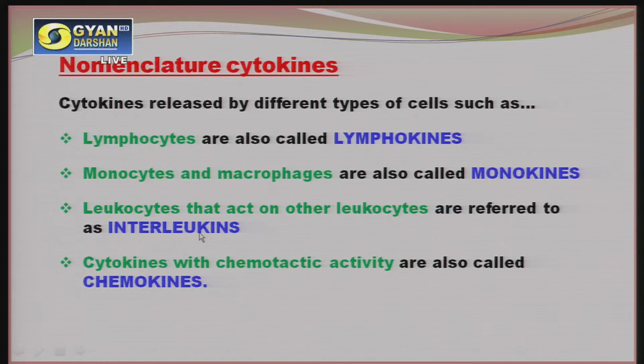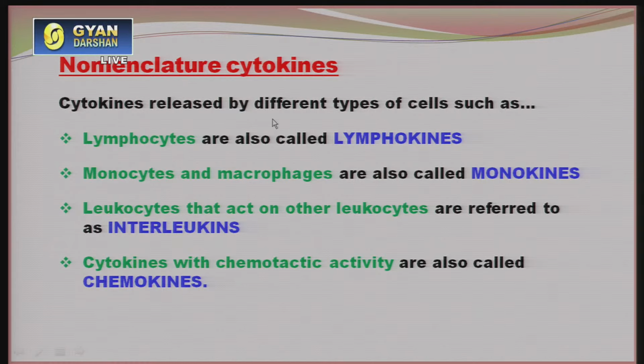Leukocytes that act on other leukocytes are referred to as interleukins. It means one leukocyte can act on a different leukocyte, and that is known as an interleukin, like interleukin 6, interleukin 12, interleukin 2. Various interleukins will act on other leukocytes. And a cytokine with chemotactic activity is also called a chemokine. These are the nomenclature of the cytokines.